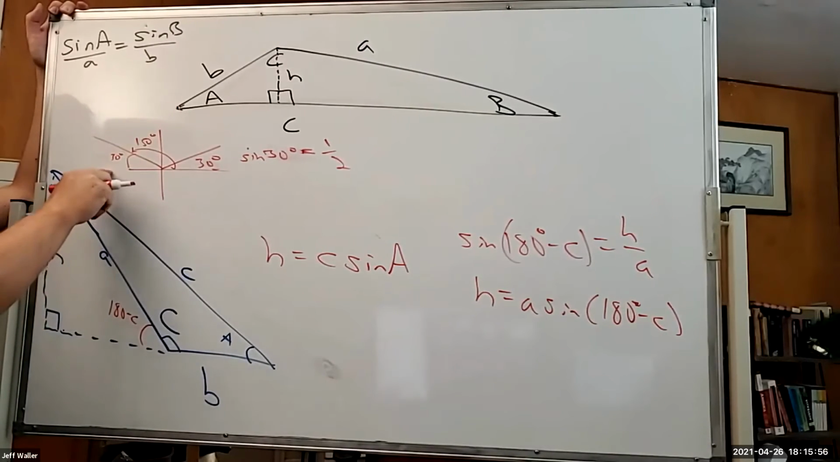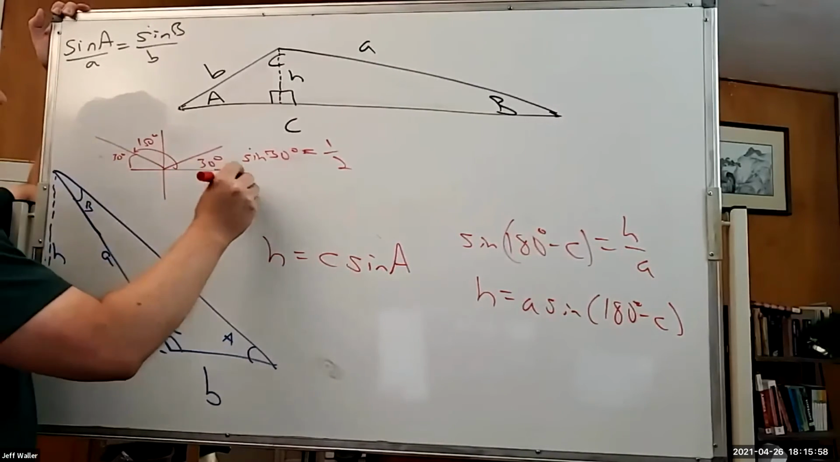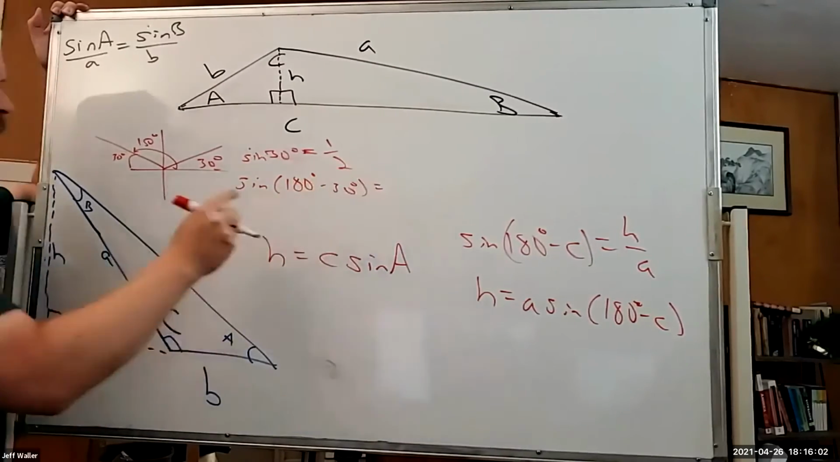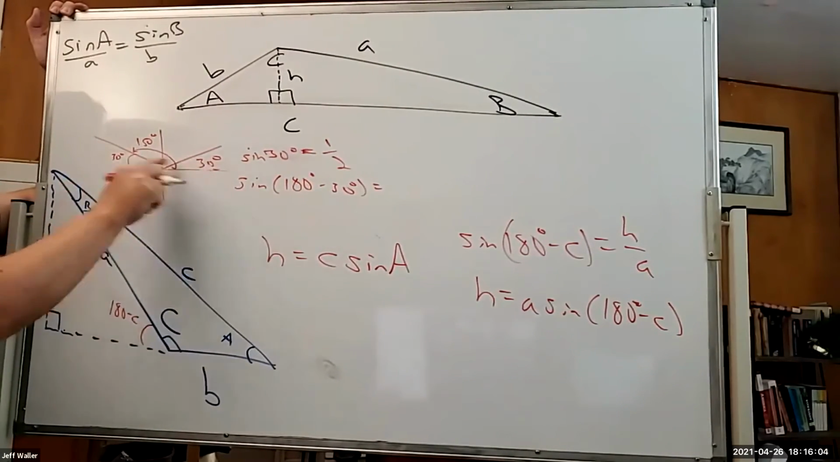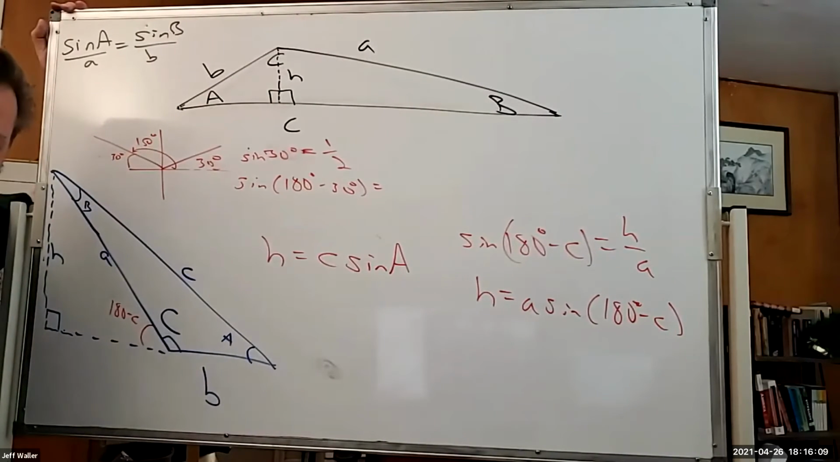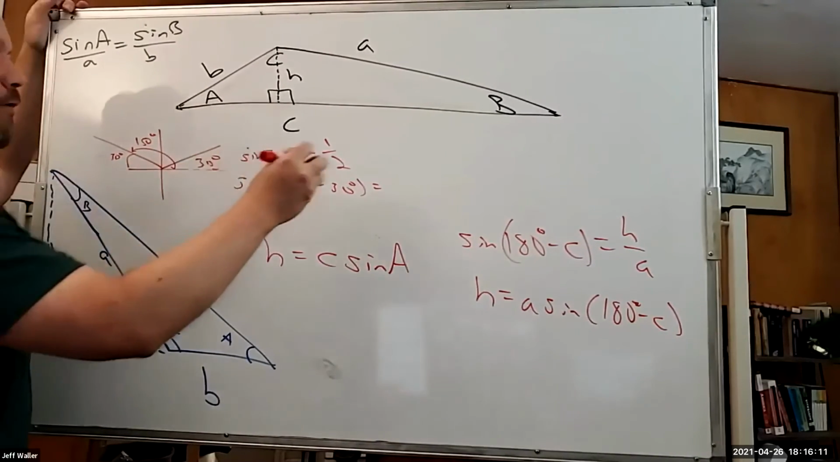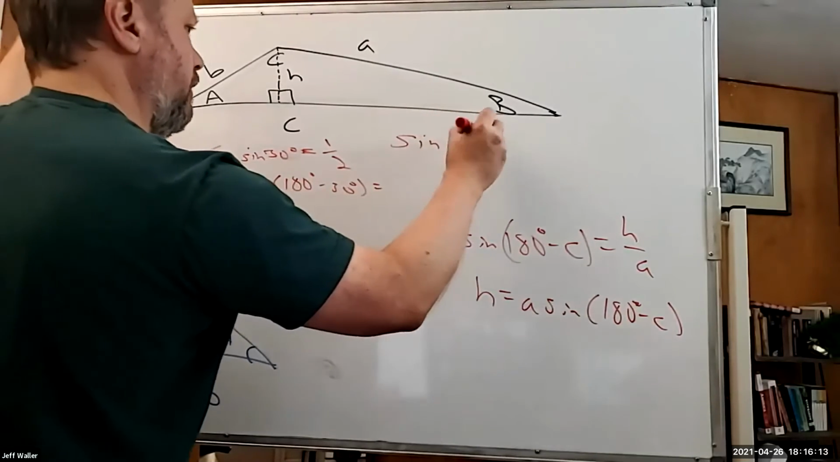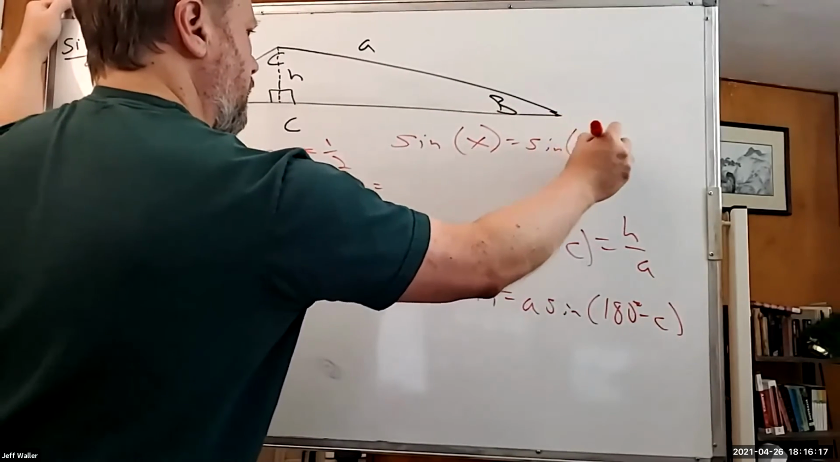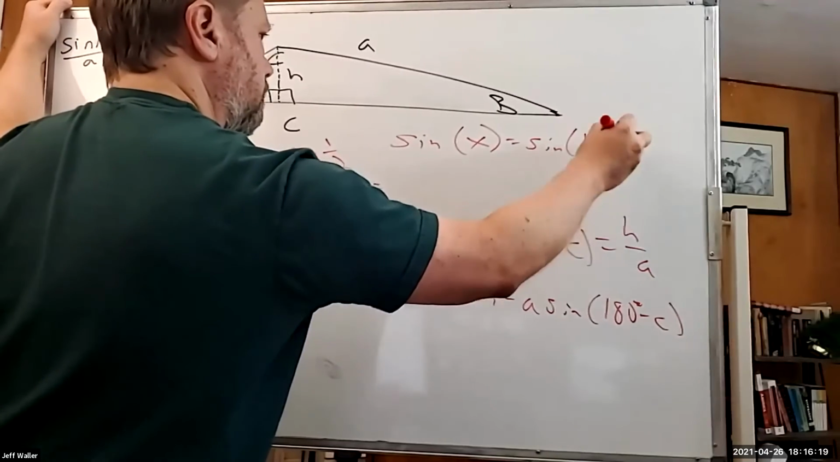So 180 minus 30. Half. The reference angle is the same. So what is it? Half. So sine of some angle is equal to sine of 180 minus that angle?